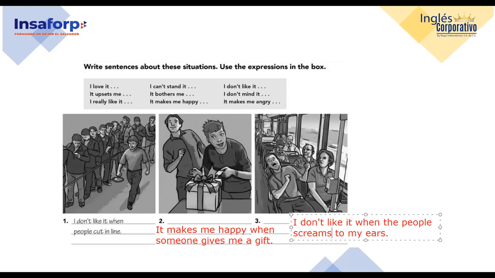Okay, so here we're going to have S. When the people scream to my ears. Yeah, that's good for me. Any comment about this one? Also remember that when you don't know the person, you can use someone or somebody. I don't like it when somebody or when someone. Yes, you can use those pronouns, somebody or someone, when you don't know the person. And this is the way we do this when we say, I don't like something or I like something.